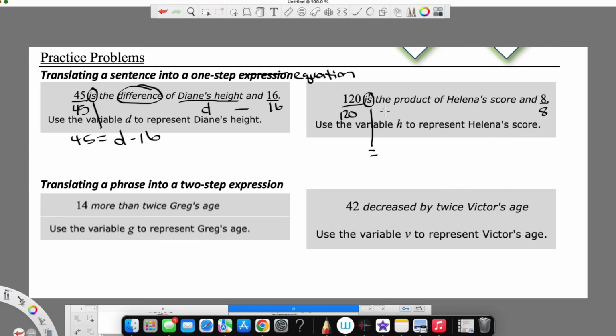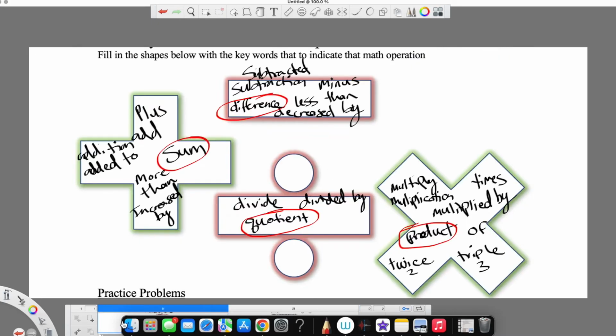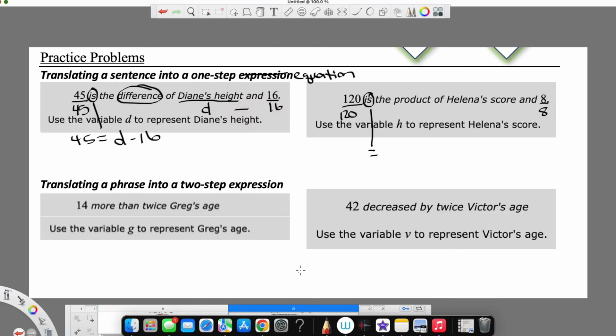So "product". If I go back over here, that's down here. Product was circled in red. So this may take us a little bit of time to get used to exactly where these words are. But the more we practice them, the more we will be able to identify them without necessarily having to go back and look at them each time. So you want to get to the point where you have them a little bit memorized so that you don't have to constantly go back and look. But "product" means multiply the next two pieces.